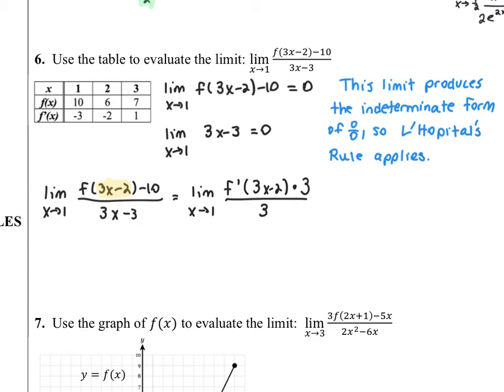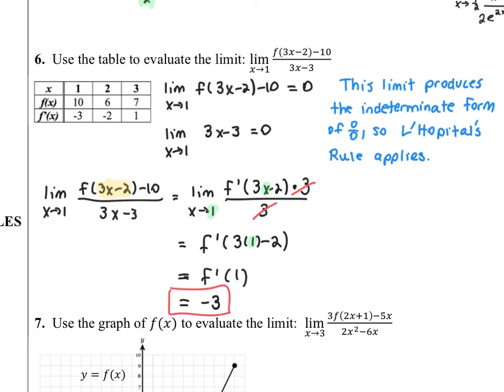And that denominator's derivative is pretty straightforward. It's just a 3. And you could simplify this before you evaluate that limit by crossing those 3's out, or you don't have to. You could do it either way. Either simplify and then do the limit, or you can do the limit and then simplify. That choice is up to you. So I'm going to go ahead and simplify and then plug my 1 in. And plugging my 1 in gives me f prime of 3 minus 2, which is just f prime of 1. And in my table, I see that f prime of 1 is negative 3. So my answer here is simply negative 3.